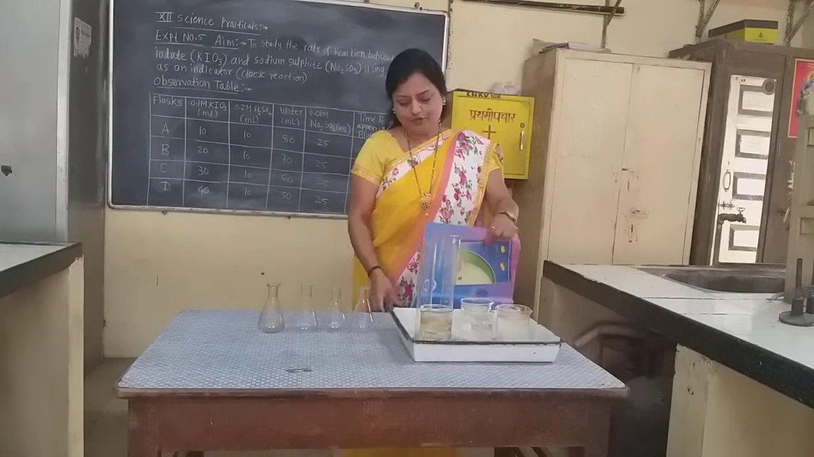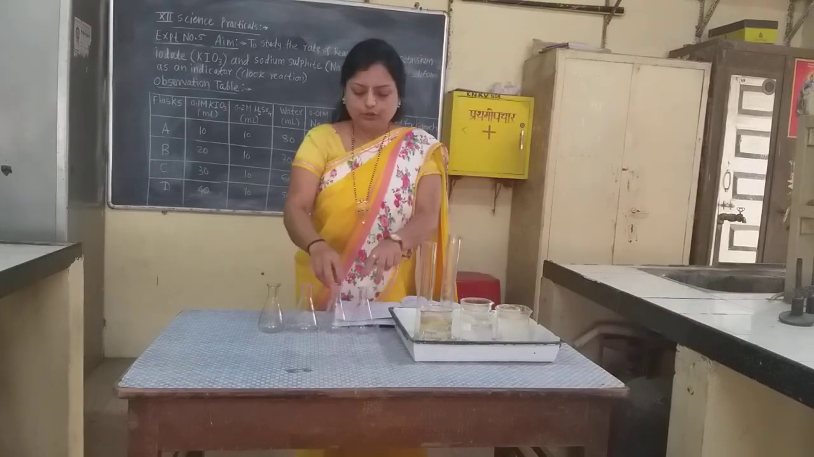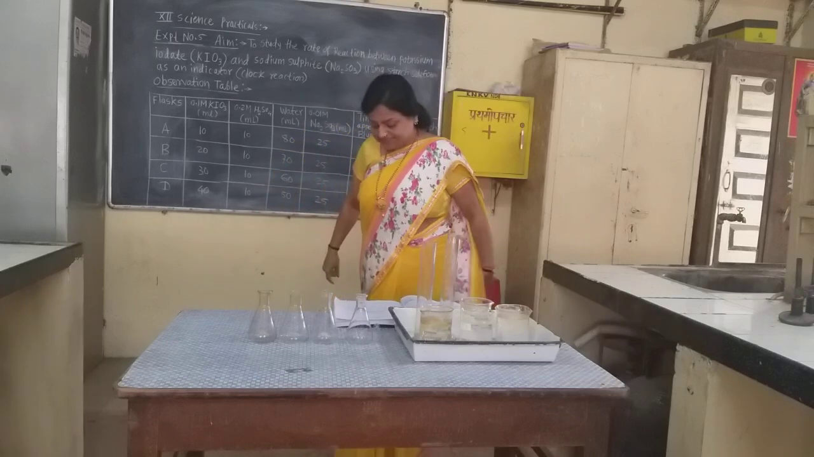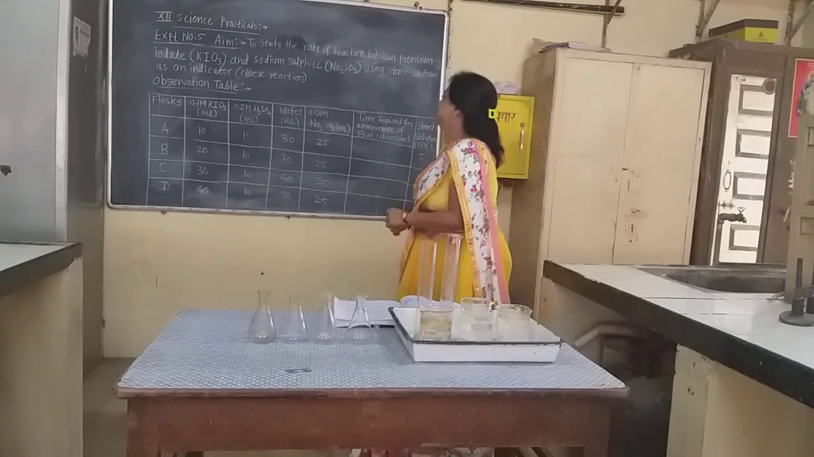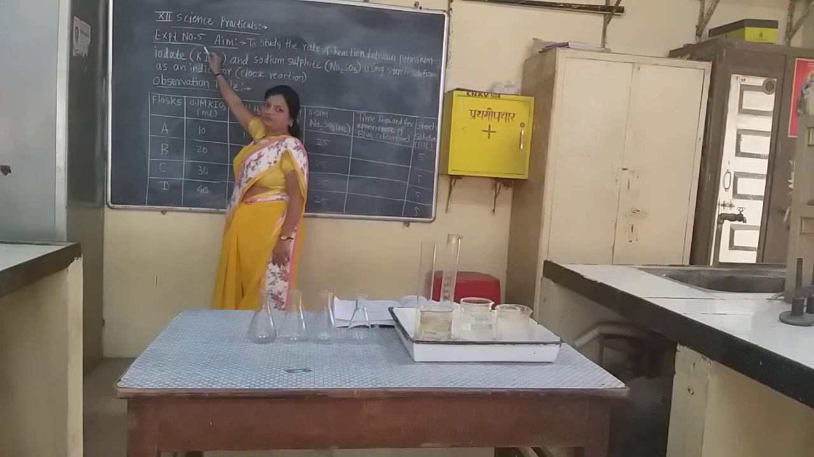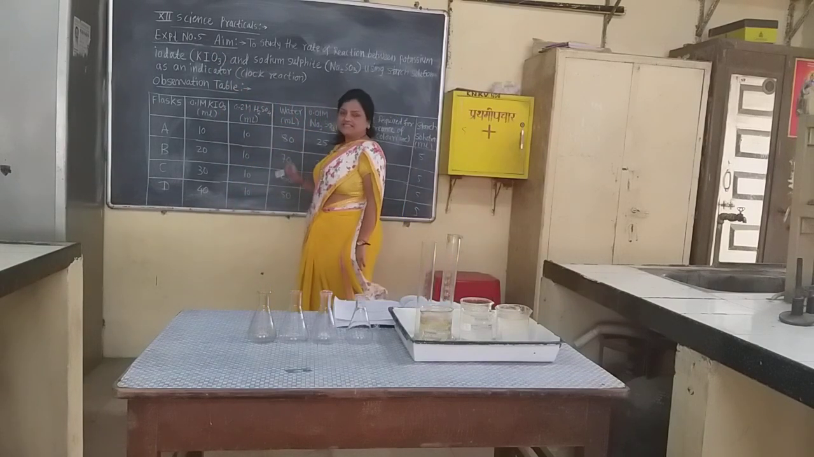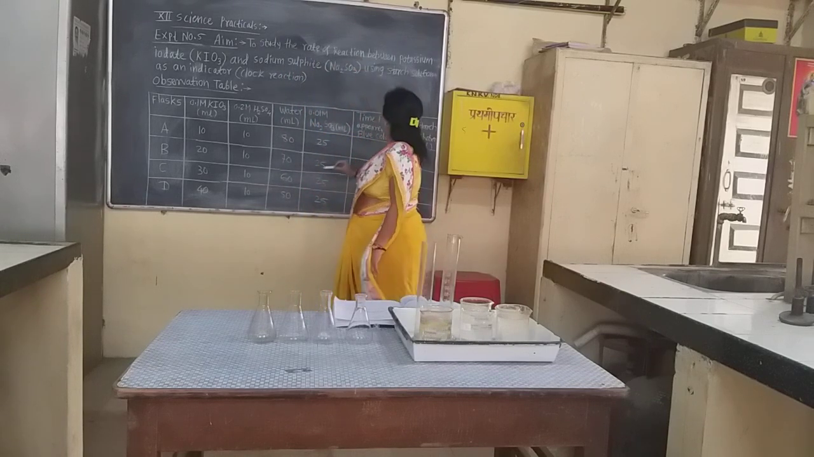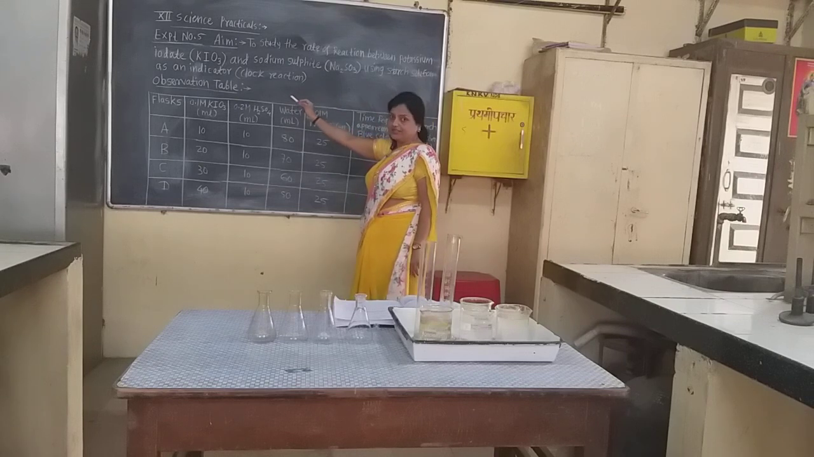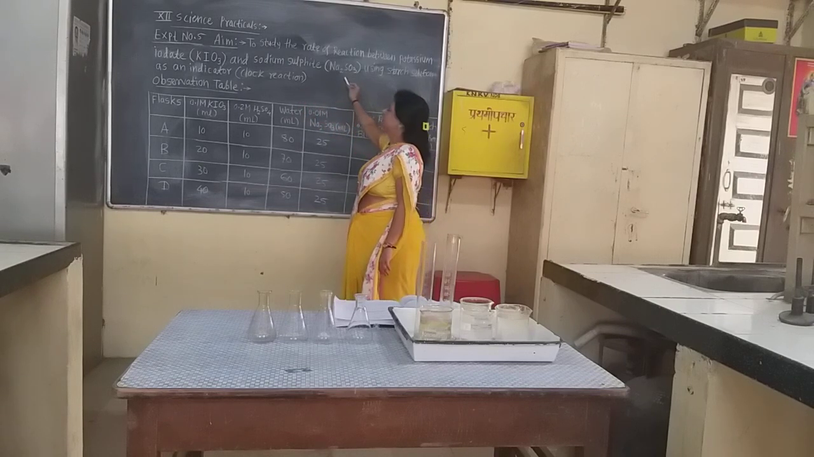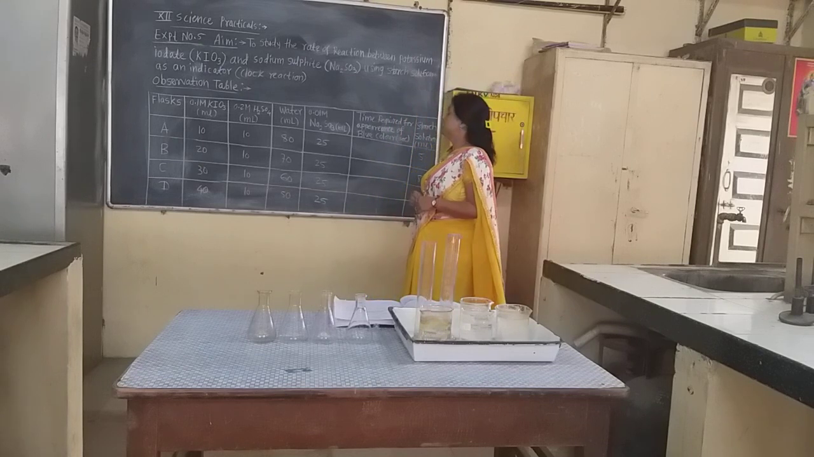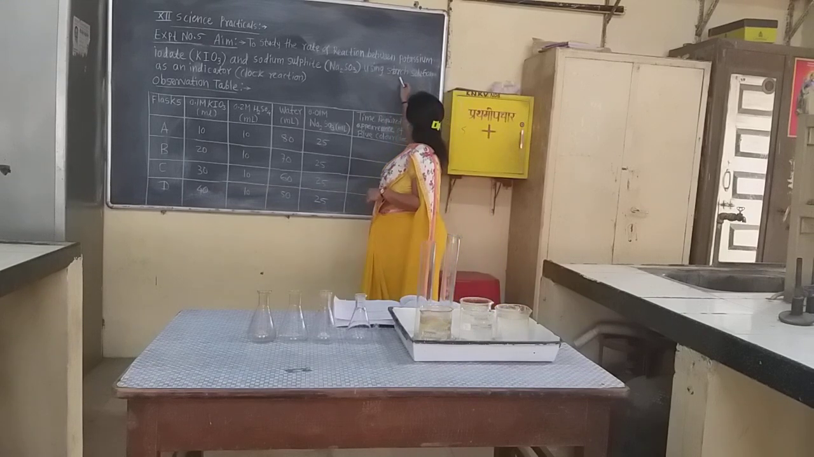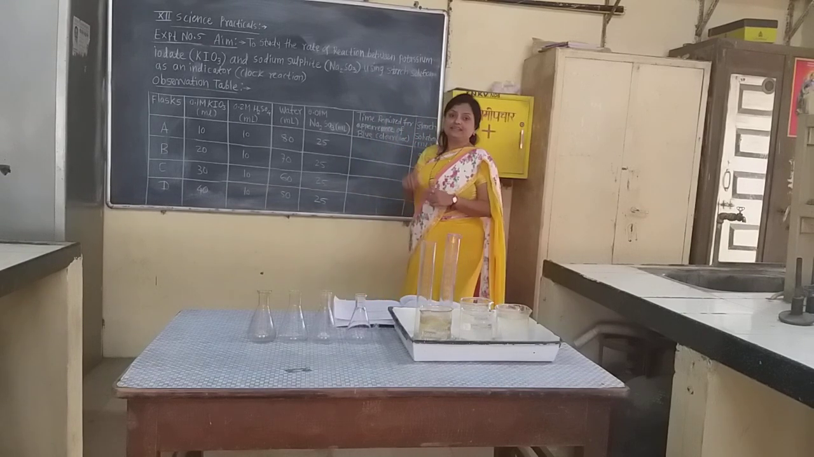Today we are going to do the practical of 12th science, experiment number 5. The aim is to study the rate of reaction between potassium iodate KIO3 and sodium sulfite Na2SO3, sorry, this is sodium sulfite, not sulfate, using starch solution as an indicator.